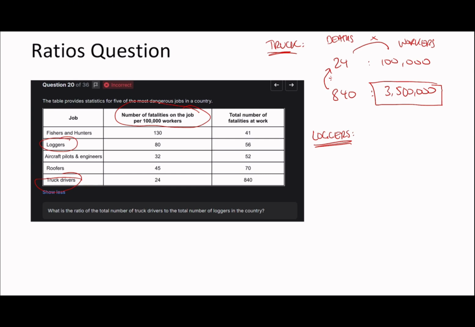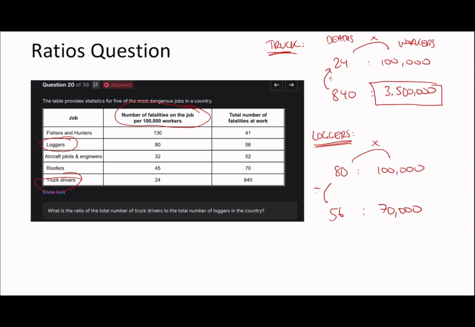So there's number of fatalities on the job per 100,000 workers is 80. But this answer is a little bit dodgy because there's only 56 deaths. And you think, how's that possible? How's there less deaths than the ratio? Well, that's because the ratio is per 100,000, remember. We follow the exact same logic. Divide by 80, multiply by 100,000 to work out what x is. So 56 divided by 80 times 100,000 gives us 70,000.